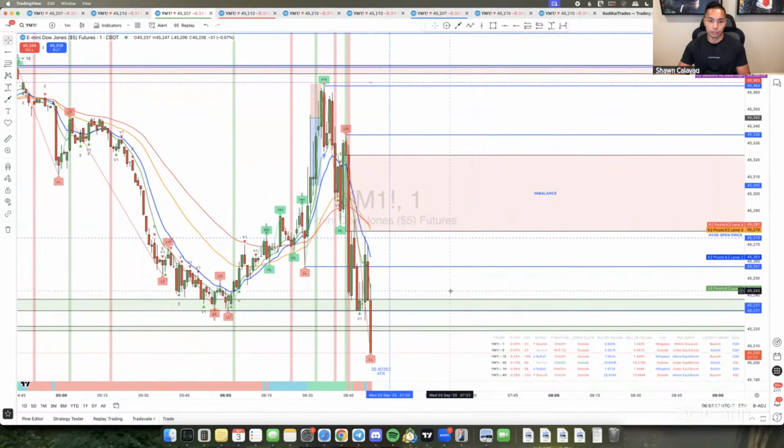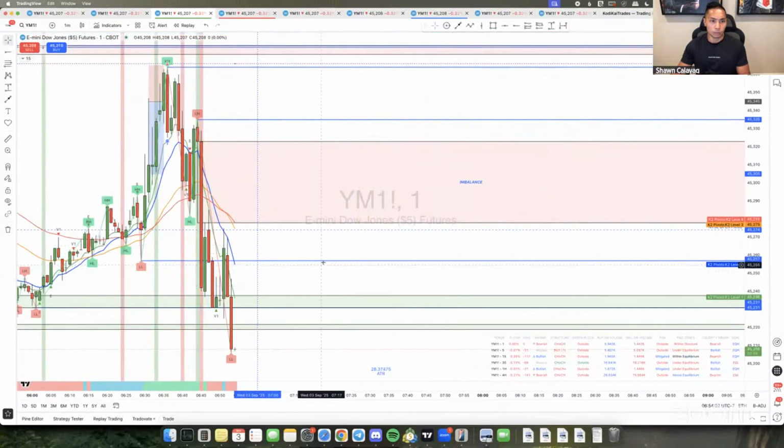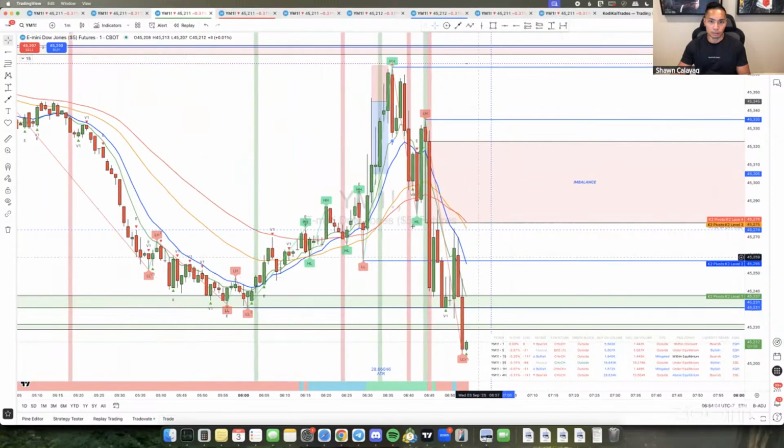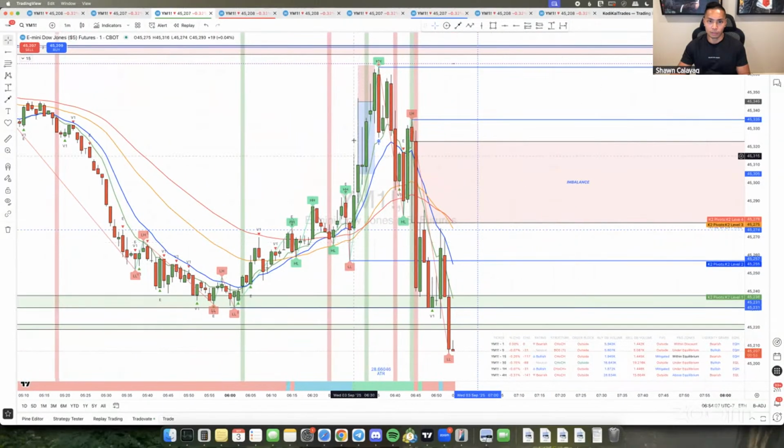Unless you have some sort of confirmation here. Let me just go back and we'll take a look at the directional moves here. So let's see. Do we have any directional moves here? There was one over here.